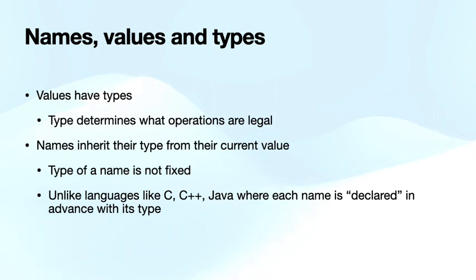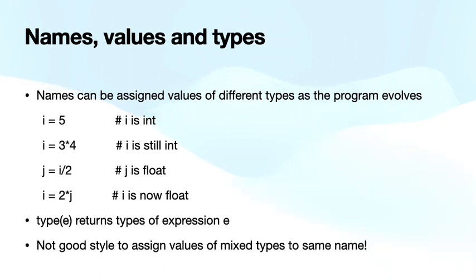In a language like C or C++ or Java, we announce our names in advance. We declare them and say in advance what type they have. So if we see an i in an expression, we know in advance that this i was declared to be of type int or float. Now in Python, this is not the case. Let us illustrate with an example. The main feature of Python is that a name can be assigned values of different types as the program evolves.